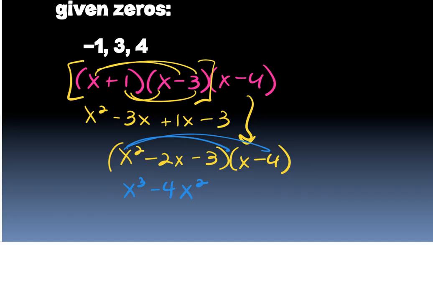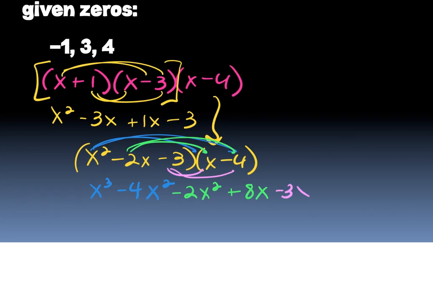Then I multiply the second one. Negative 2 gets multiplied by both. Negative 2x squared plus 8x. And then I multiply out the last one. Negative 3 gets multiplied by both. Negative 3x plus 12.